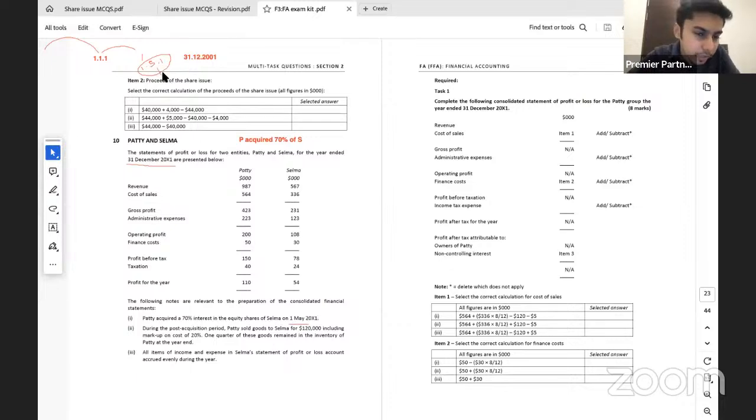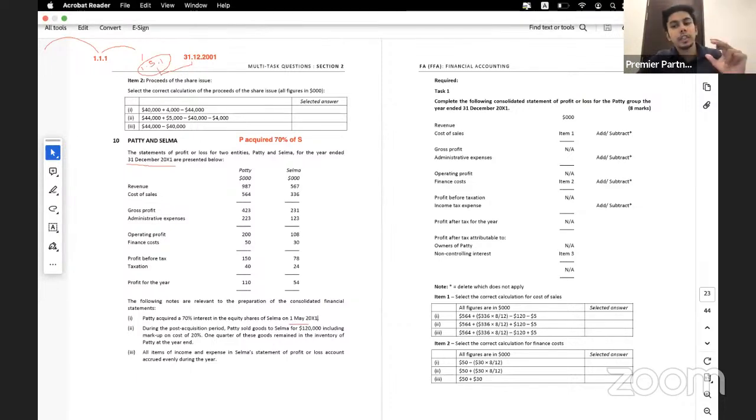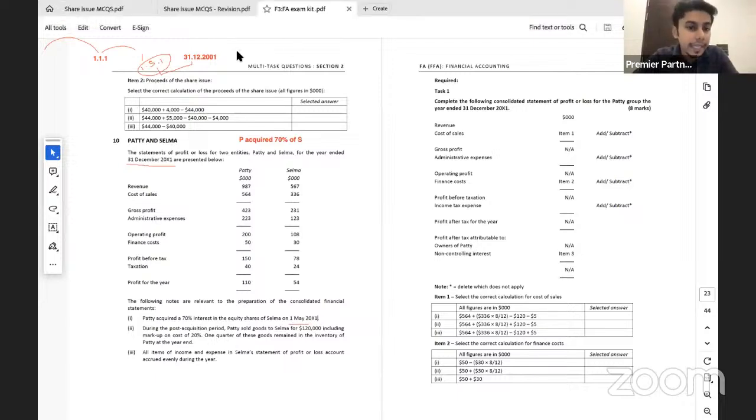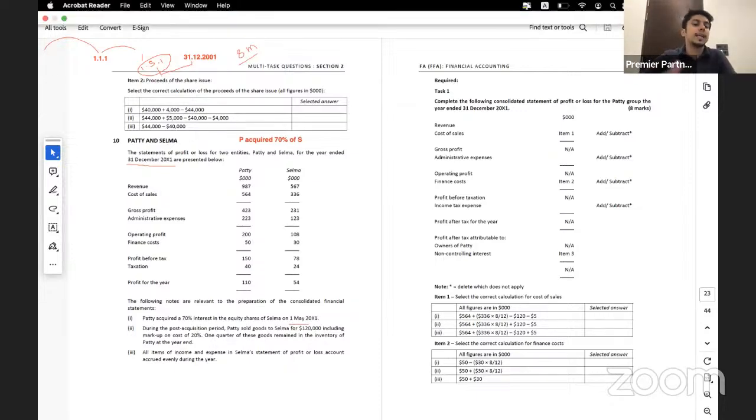So from here to here, how many months are there? May, June, July, August, September, October, November, December. So this is an 8-month subsidiary question. Now, last time it was a full year. This is an 8-month question. If you understand that it's an 8-month question, you know what you should do.